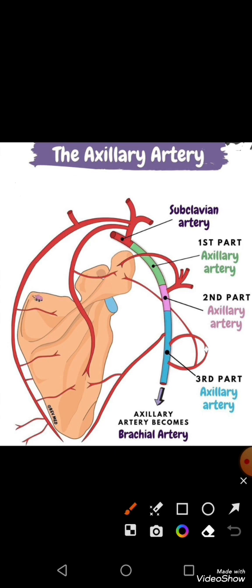So first have a look: the subclavian artery is located here, and when it ends at the outer border of the first rib, you see the commencement, or start, of the axillary artery. The green color is its first part, the pink color is the second, and blue is shown as its third part, right? Now we will see another picture for the detailed branches.